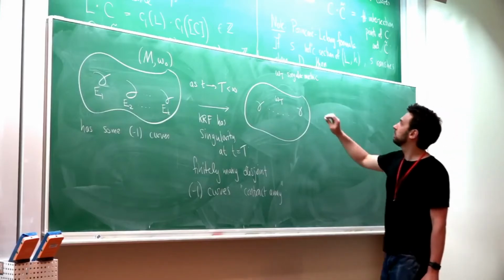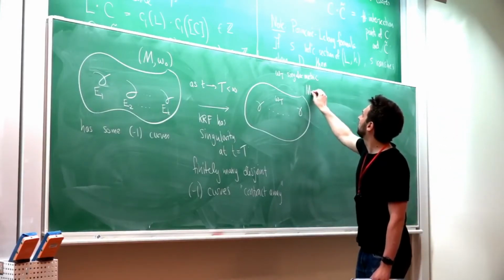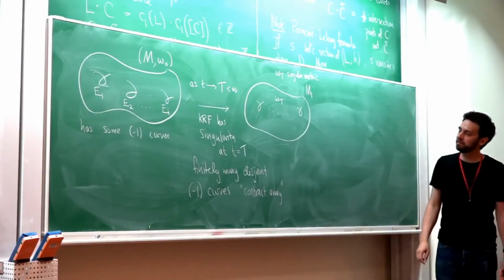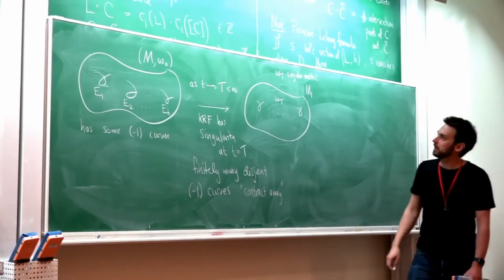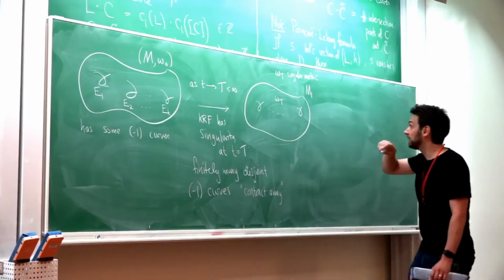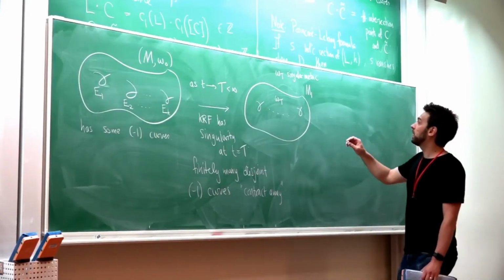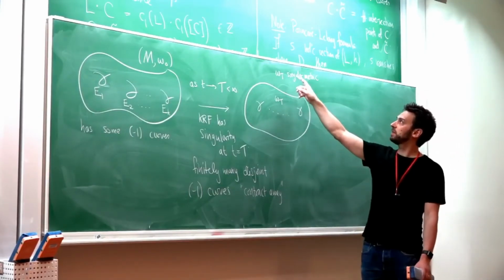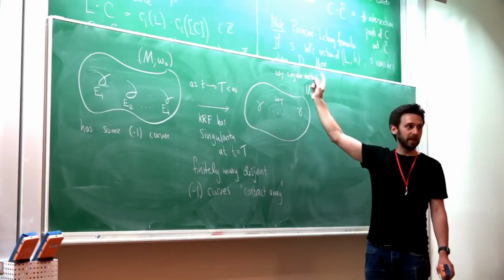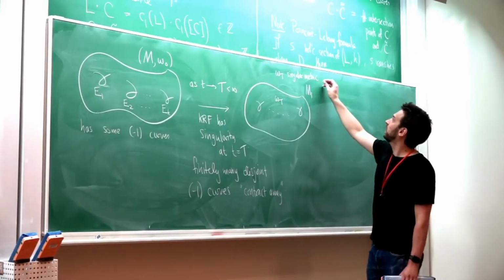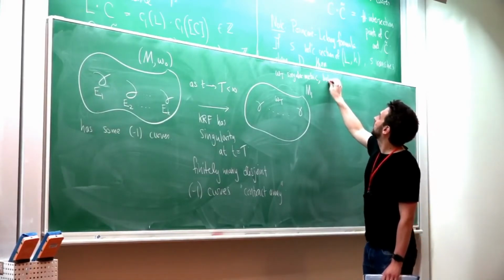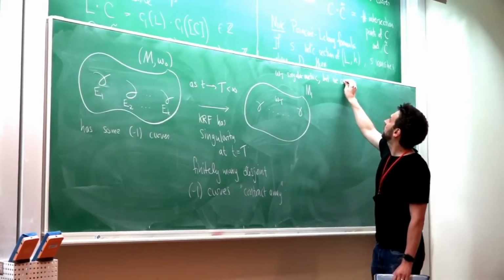Let's call this, say, M1. But then you might ask, well, can you start the flow starting from that singular metric? And it turns out you can. So this is a singular metric, but we can start the Kähler-Ricci flow again.